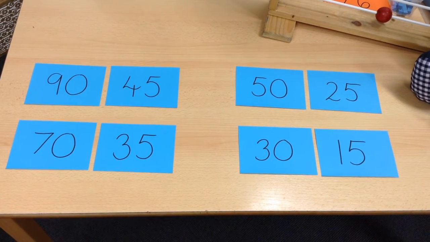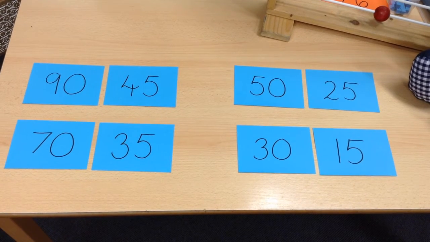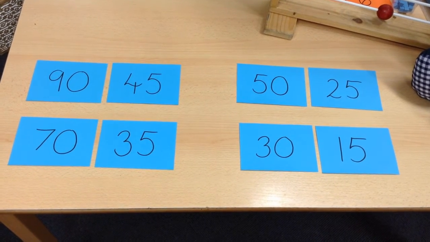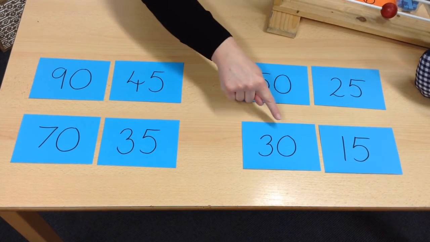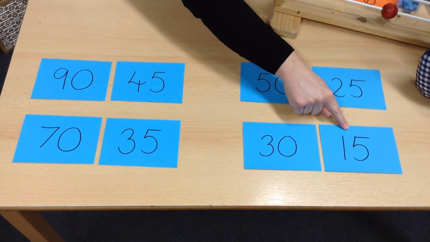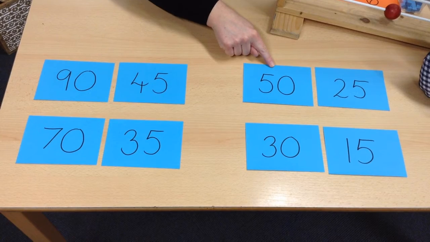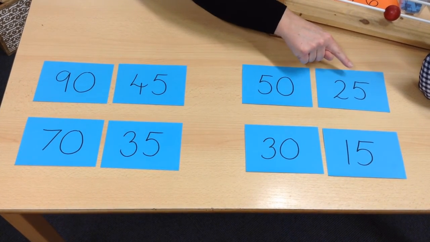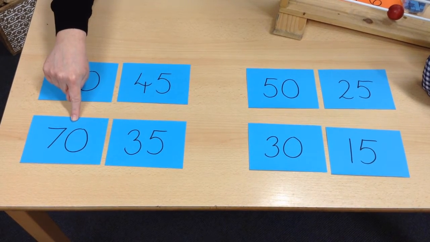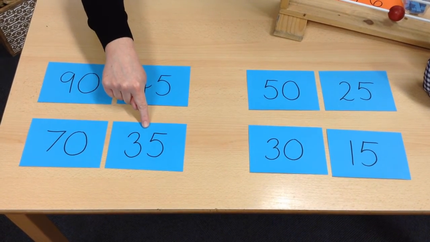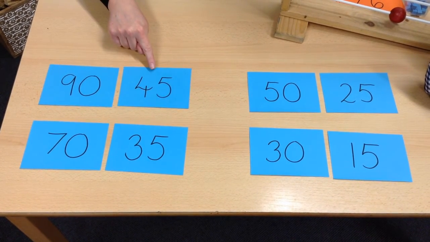So now you've seen how to halve those tricky numbers, your job now is to try and remember them. So let's go through them together. Half of 30 is 15. Half of 30 minutes is 15 minutes, a quarter of an hour. Half of 50 is 25. Double 25 is 50. Half of 70 is 35. And the last one, half of 90 is 45.